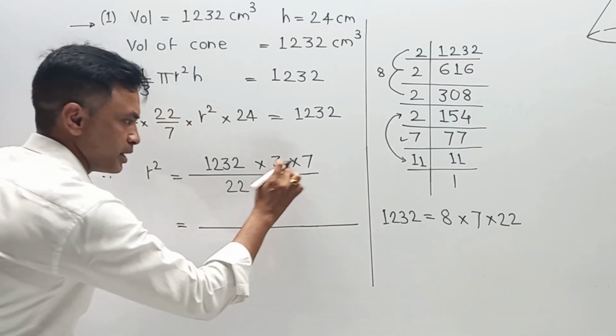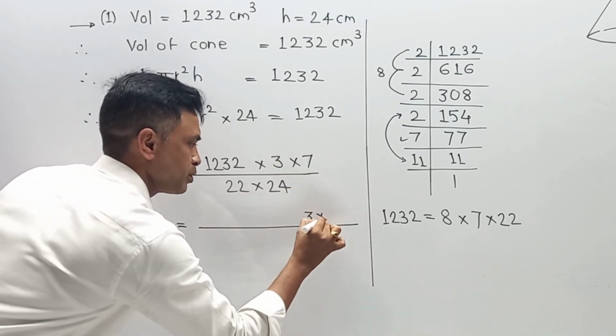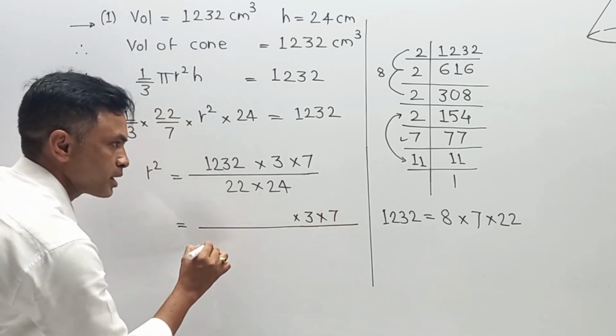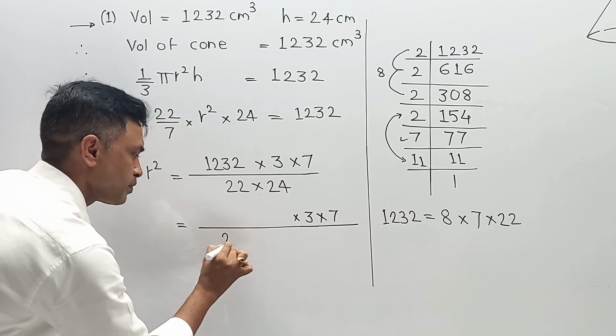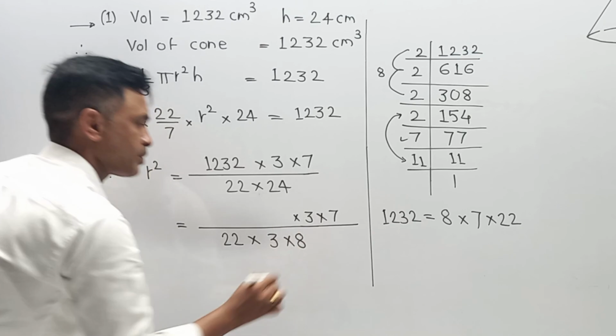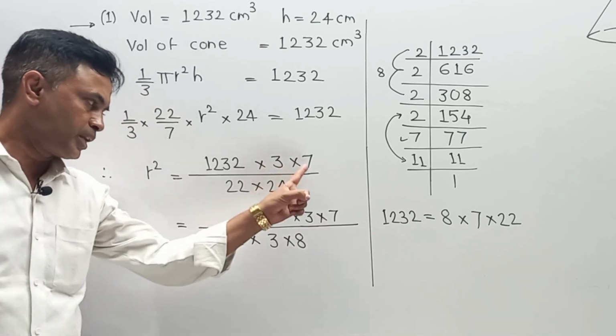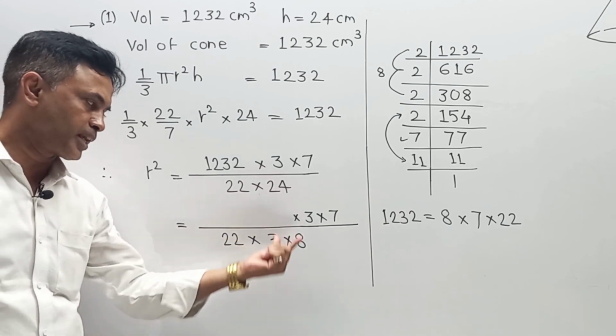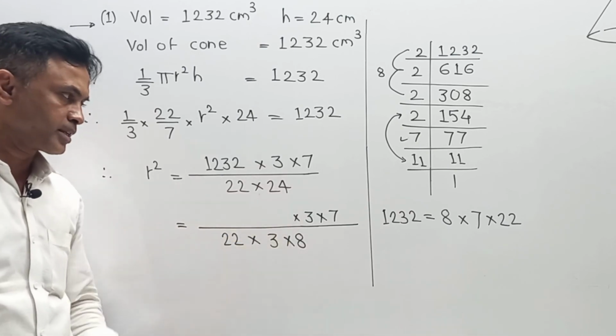First of all, this 3 into 7 is as usual. Now 22, I am going to write it as usual because we have got division of that part. And 24, I am going to write it as 3 into 8. Once again, please pay attention. 3 into 7 I have written as it is, 22 also I have written as it is, and 24 I have written as 3 into 8.